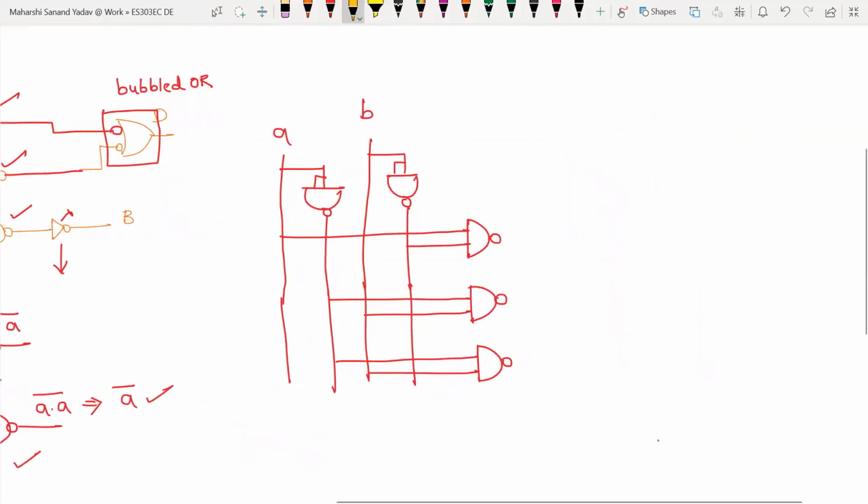Next, try to replace bubbled OR with NAND gate. So I'm replacing bubbled OR with NAND so that I'm getting output as difference. And here one NOT gate is there, so replace that NOT with its equivalent NAND gate. This is borrow. So this is the realization of half subtractor using NAND gate.